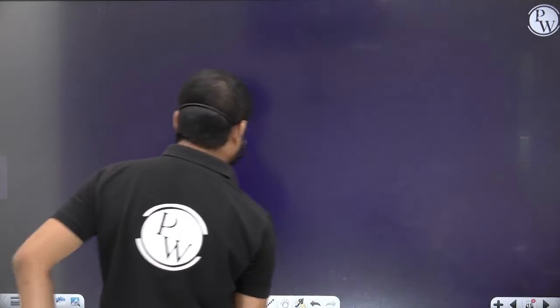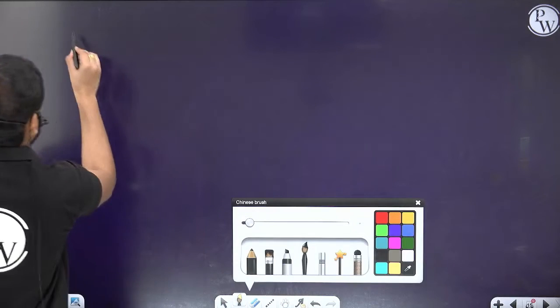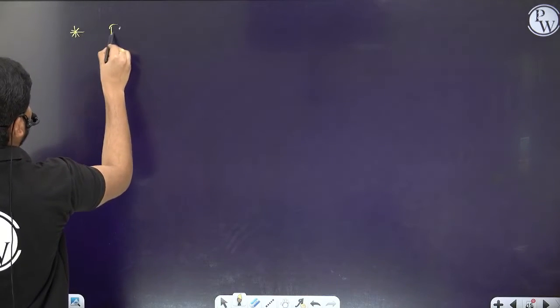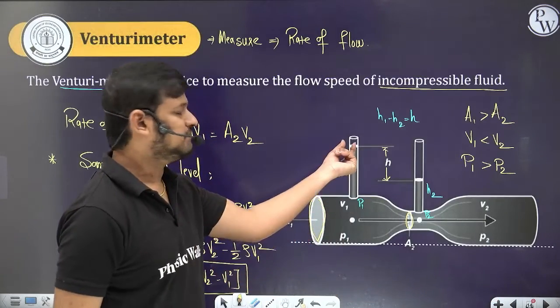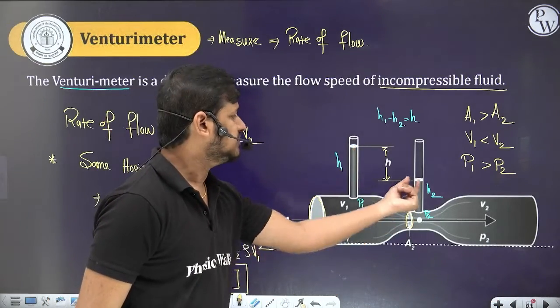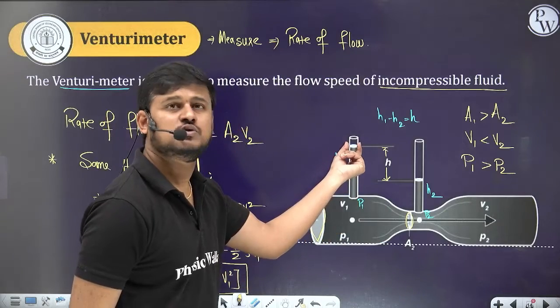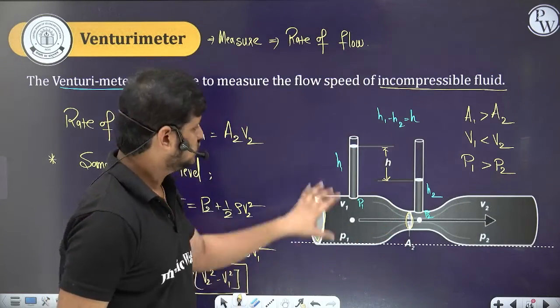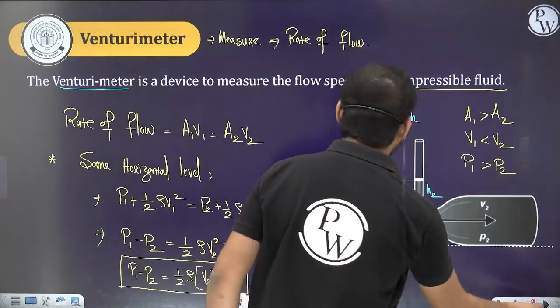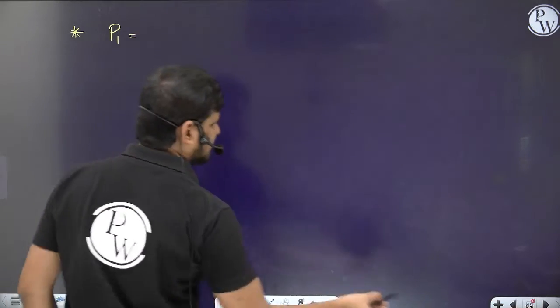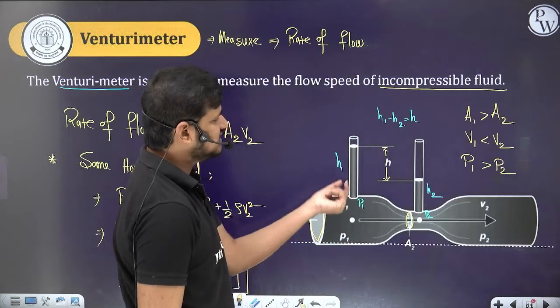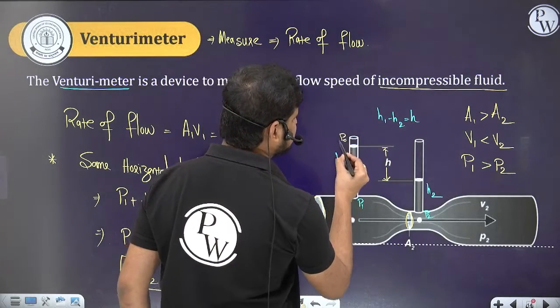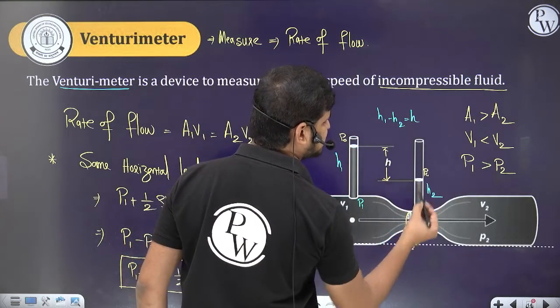So let me write one more equation. The pressure varies vertically. Here it rises to some height. Here the pressure is more, right? It rises to more height. Here the pressure is less, so here it rises to some less height. So then I can write P1, the pressure at this place, is equal to, let the atmospheric pressure be P0 here and P0 here.